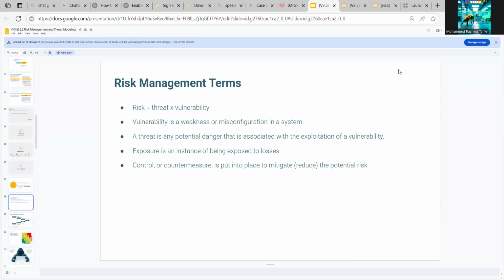So in risk management terms, risk equals threat times vulnerability. So you remember this: risk equals threat times vulnerability.